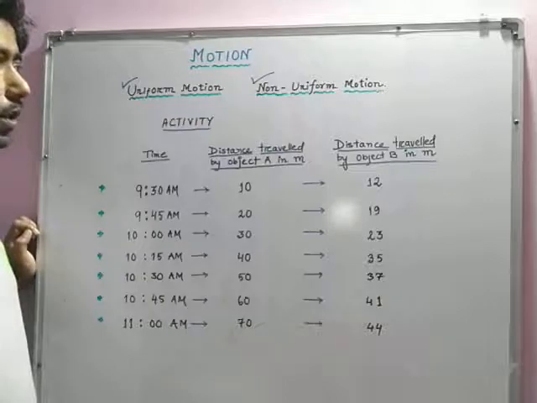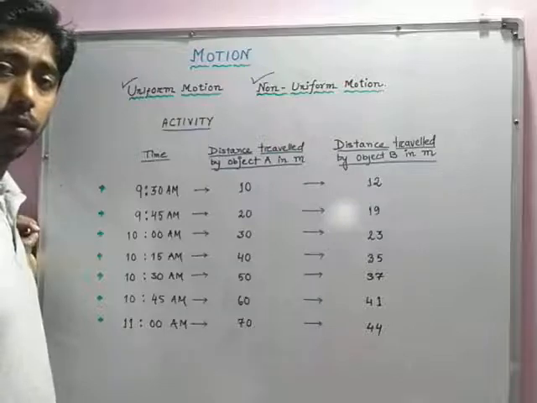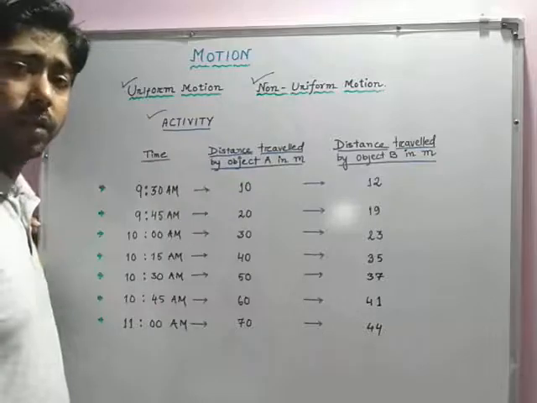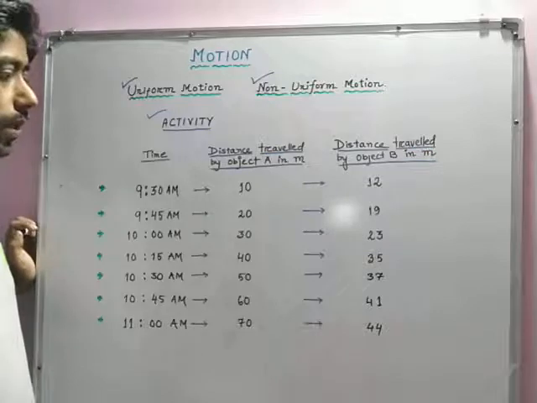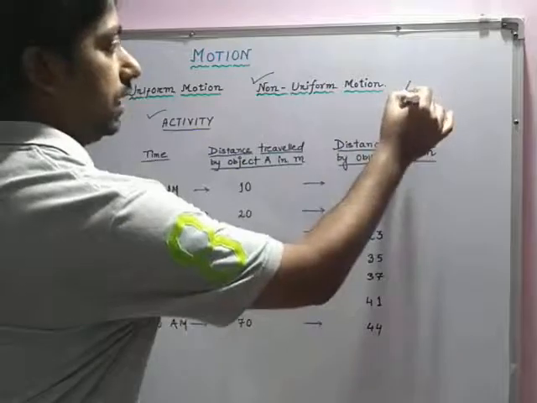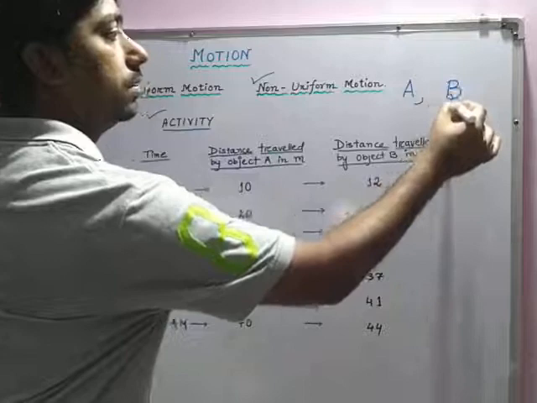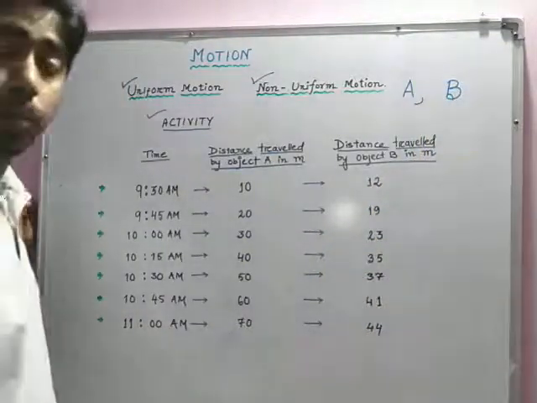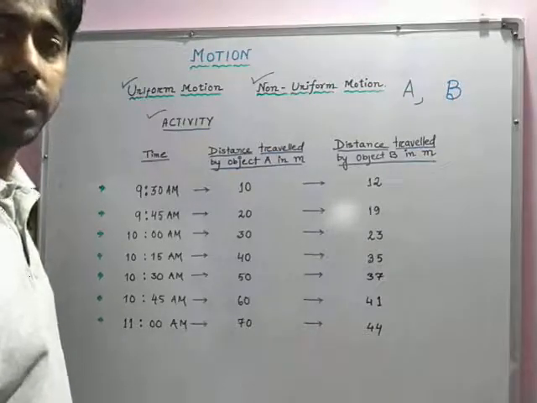To understand what is uniform motion and what is non-uniform motion, we will study this through an activity. This activity is given in the NCERT textbook. If you have the soft copy, you can see from there. Now, in this activity, we have two objects that are moving. Let us name one of them as A and the other object is B. Both of these objects are moving with time. That means they are in continuous motion.